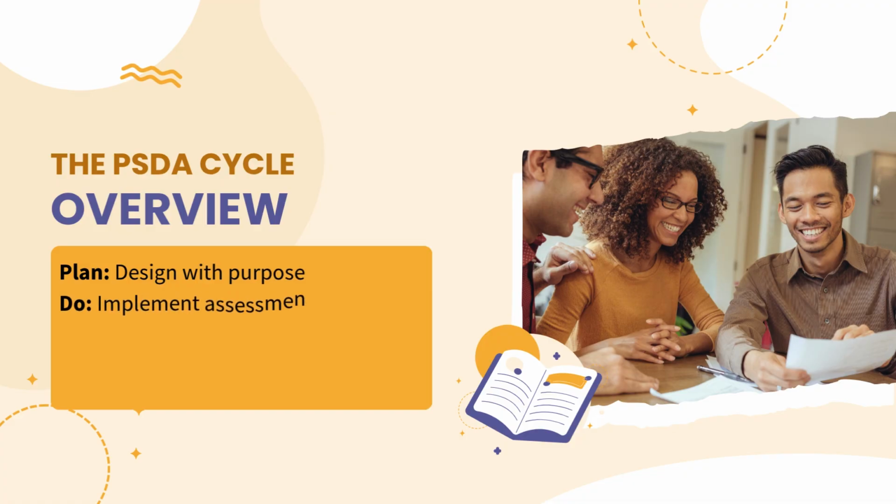The PDSA cycle, developed by W. Edwards Deming and later applied in education by Langley, provides a framework for continuous improvement through planning, action, reflection, and revision. The PDSA cycle, which stands for Plan, Do, Study, Act, is a model for continuous improvement. It helps us try new strategies thoughtfully, analyze what's working, and make data-informed adjustments. For this example today, I used this cycle to design a writing assessment focused on reflection and peer feedback.